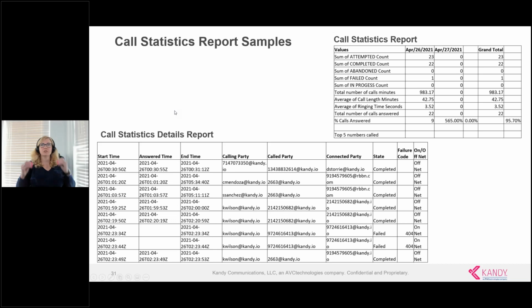If you want the actual details, then you're going to do, these are two different reports that are in the scheduled area, call statistics detail. And this will tell you the start and end time, the answer time. End time is when hang up, answered, between start and answered is your ring, the calling party who made the call, who they called, the connected party is the SIP user ID and what happened to it, if there was a failure code, if it was on net or off net. Okay, so those are reports that can be run anytime. They're not just the first of the month, they're anytime you want.